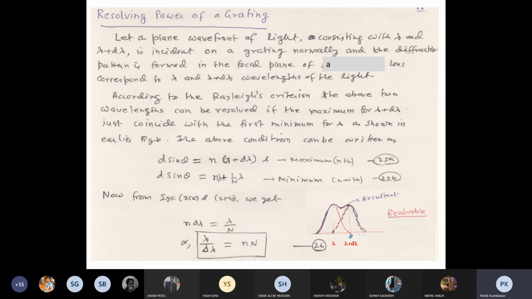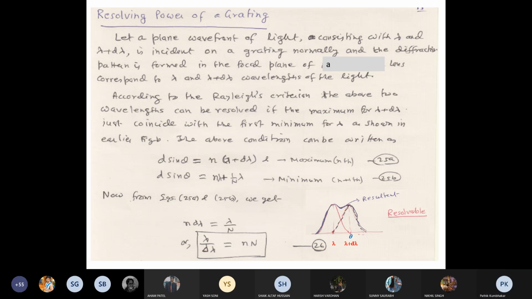So this is the condition for the maximum of nth order. Now the condition for the first minimum after the nth order for lambda is n lambda plus lambda by N. This all of you know. So the next minimum, that is the N n plus 1th minimum, will be formed at d sin theta, the same angle, and the condition for that is n lambda plus lambda by N.